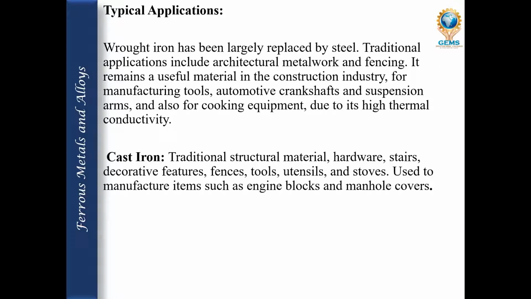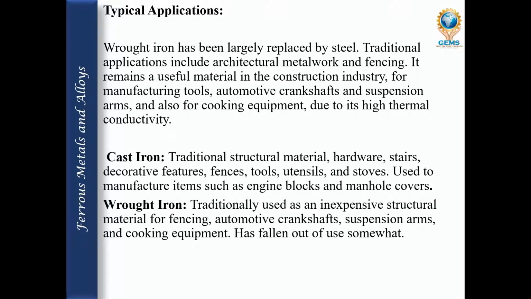So cast iron is used as a traditional structural material. And wrought iron was traditionally used as an inexpensive structural material for fencing. We all know what fencing is, right? It's a barricade which people put around every house or agricultural land. This fencing, along with automotive crankshafts, suspension arms, and cooking equipment, has fallen out of use somewhat.